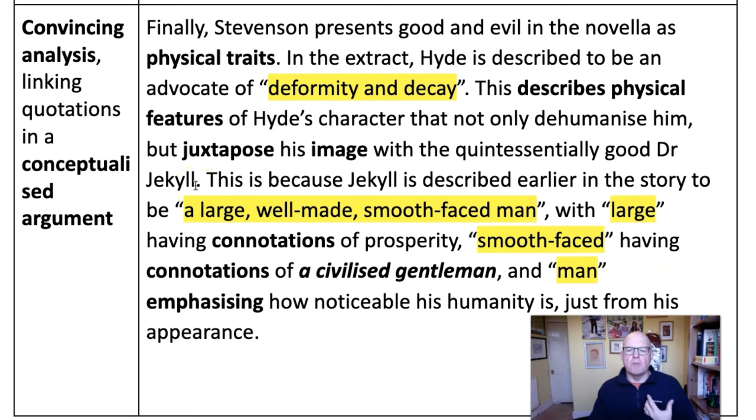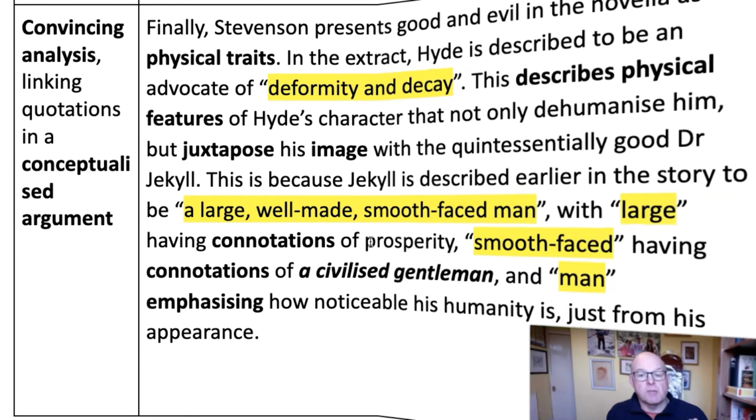This is because Jekyll is described earlier in the story to be a large, well-made, smooth-faced man, with large having connotations of prosperity, smooth-faced having connotations of a civilized gentleman, and man emphasizing how noticeable his humanity is just from his appearance. Now, I love the way that Michael has analysed each part of this quotation, but hasn't treated this as a quote exploder where he's written 200 words about that quotation. He's made it as economic and efficient as possible, and this is a really brilliant skill. Your interpretations about quotations don't have to be massive. They just have to link back to your thesis at the beginning.